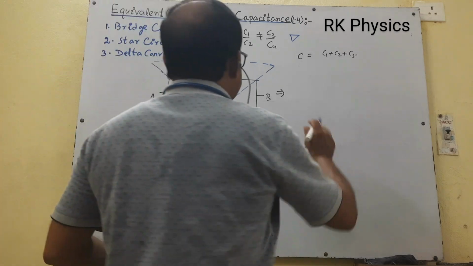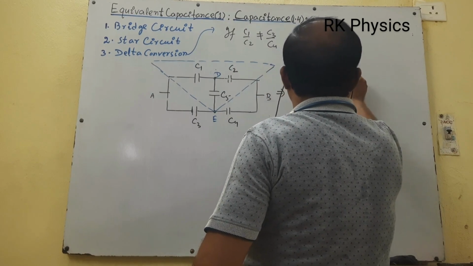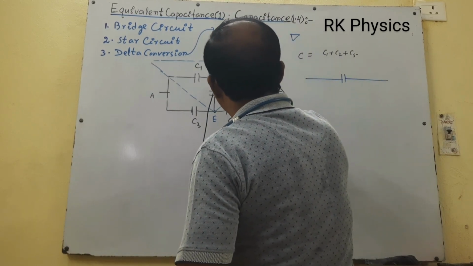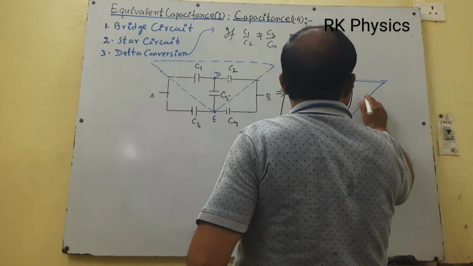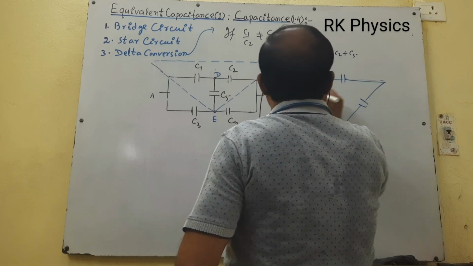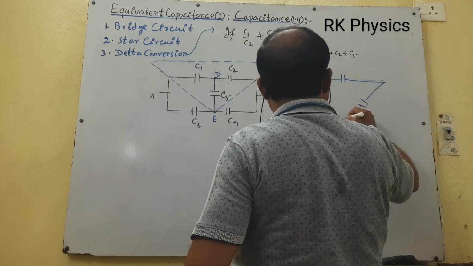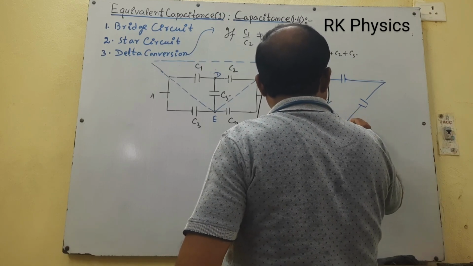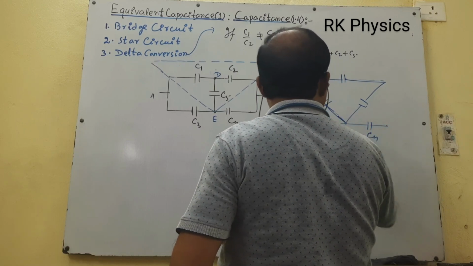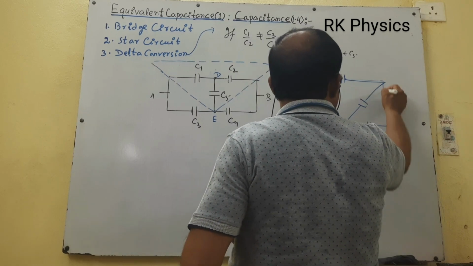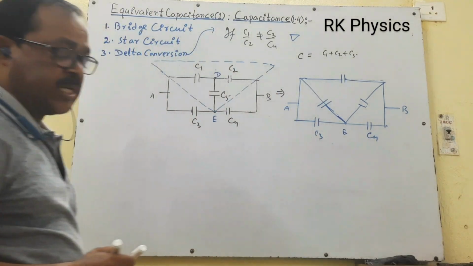Now as per the principle, this is the first line. Then C2, C5 on this side, and this is this side. Then C1, C5 on this side. So you take C1, C5. This point is your E. Then this is capacitance C4 and this is capacitance C3. You can join. This is B and this is A. This is your equivalent circuit.